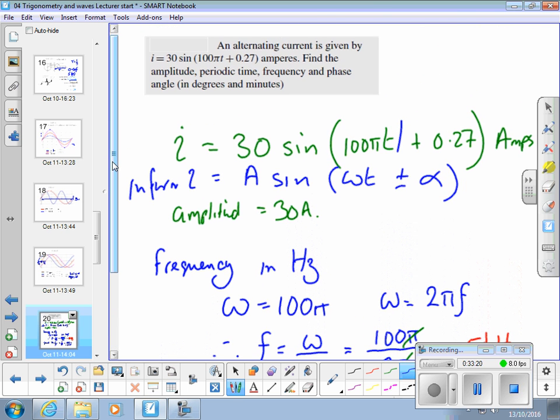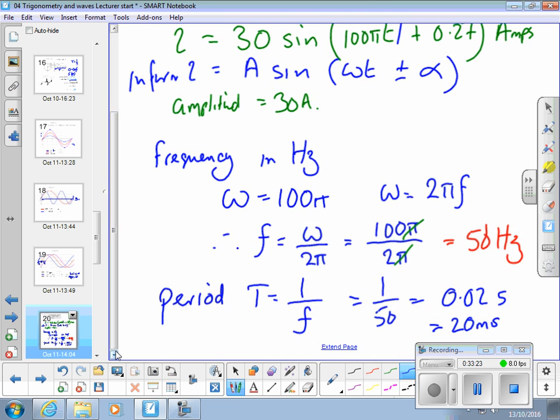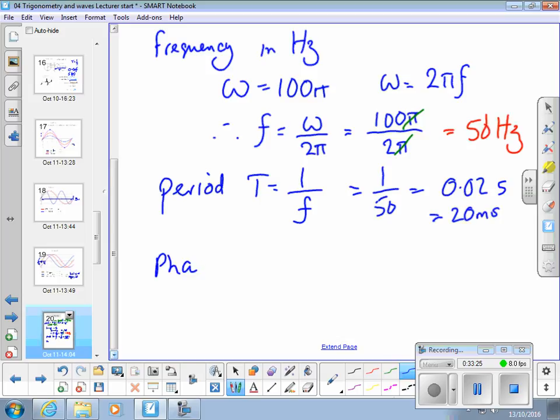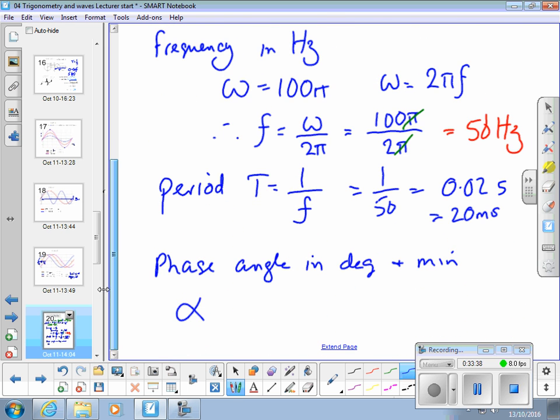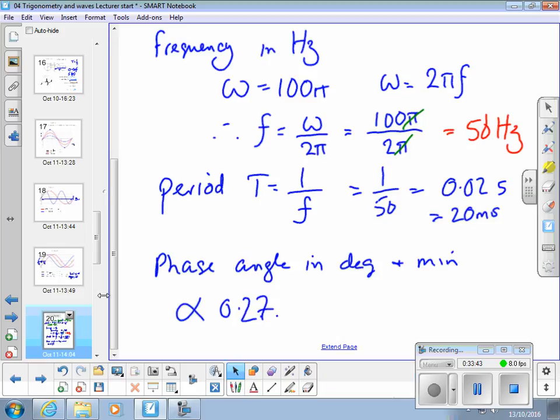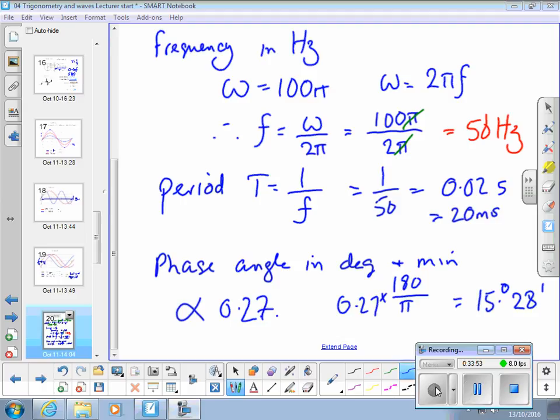And then last but not least, the phase angle in degrees and minutes. Alpha has been given to you as 0.27. Earlier we went through how to convert that into degrees and minutes. I'll leave you with that. So that comes out at 15 degrees 28 minutes.